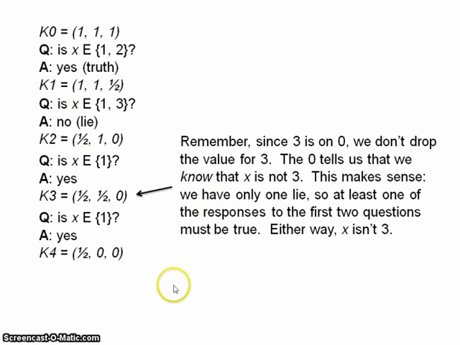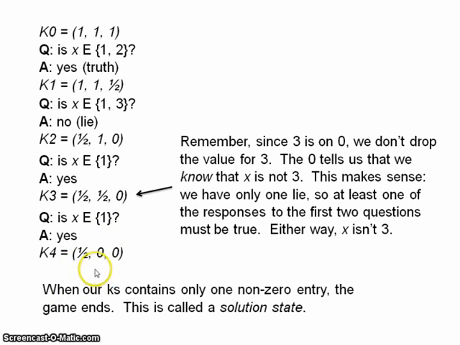And the game continues. Now, when the knowledge state contains only one non-zero entry, the game ends. So the game ends here. Our knowledge state has only one non-zero entry. The other entries are 0. That's the end of the game. And these kinds of states are called solution states. It should be obvious that the non-zero entry corresponds to the number we're searching for. So remember, our target number was 1, and the corresponding non-zero entry in the knowledge state is the value that corresponds to 1.